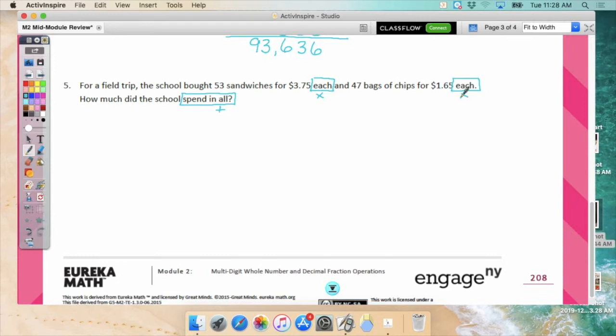So the sandwiches are going to be $3.75 each. Go ahead and write that down, and we're going to take it times 53. Now, don't start multiplying yet.